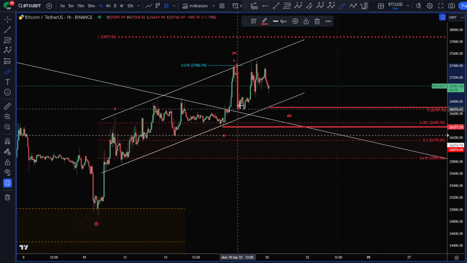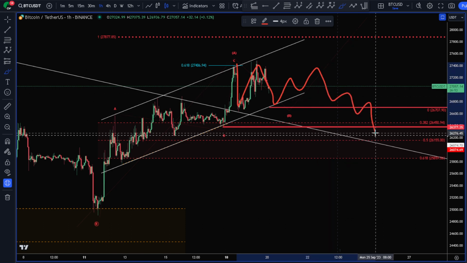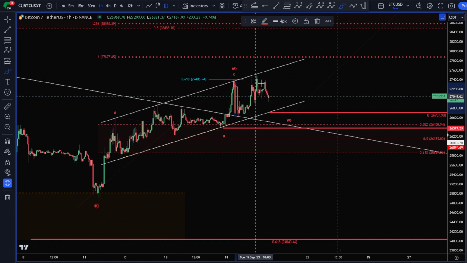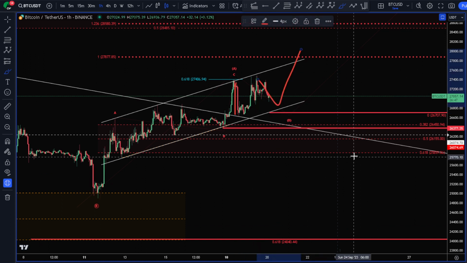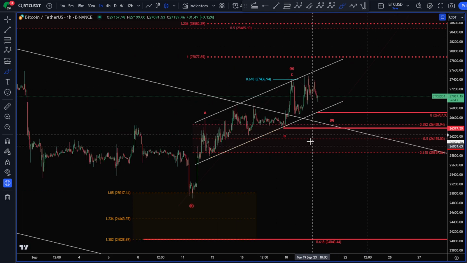So as you can see, that's how we can come for further downside. We get a 335, or we finish down here near the 1-to-1 extension of that, and we just go as a running flat. I'm leaning to that way for now.